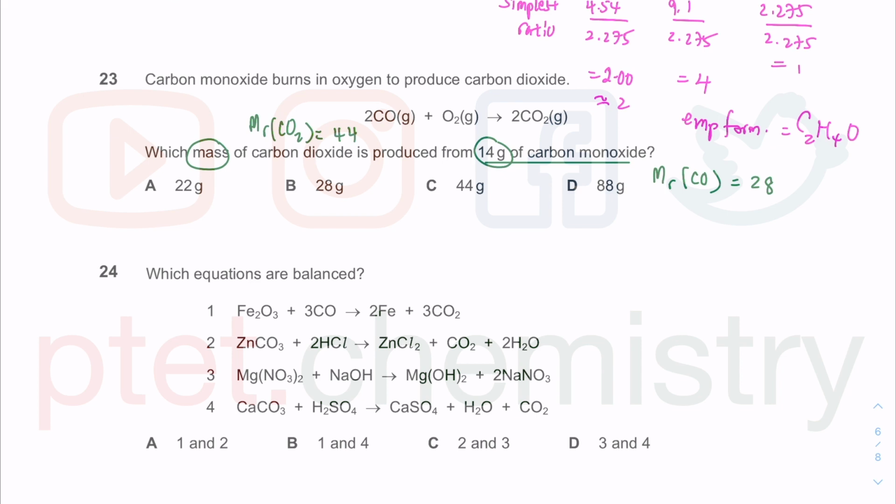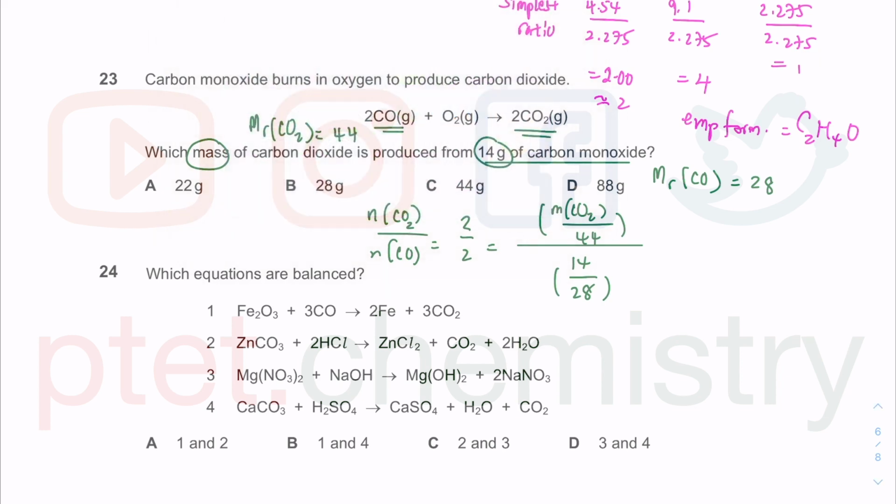Anyway, so what do we have? We have 2 moles of CO, giving you 2 moles of CO2. So the mole of CO2 over the mole of CO is 2 over 2. 2 moles of CO2, 2 moles of CO. Doesn't matter which way around it is, you just follow whatever you write. I want the mass of carbon dioxide. So the mass of carbon dioxide over 44, mass over MR. At the bottom, mass over MR. What you do then is you can cross multiply and make mass of CO2 the subject.